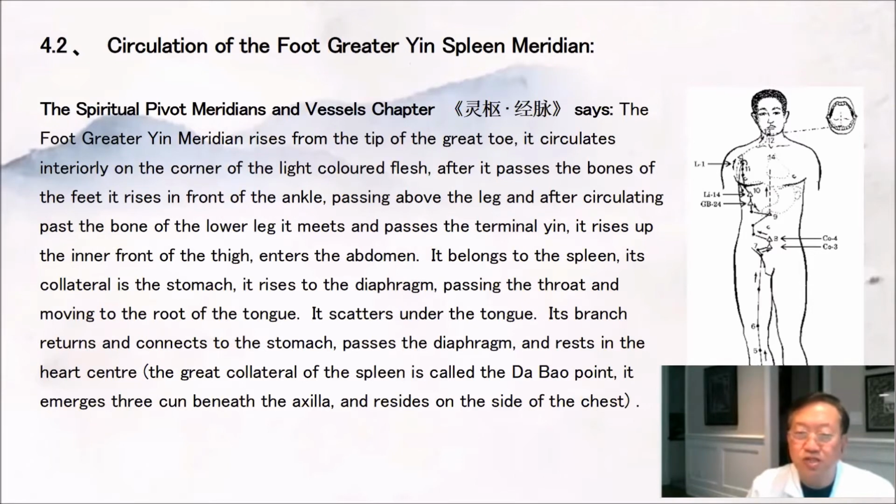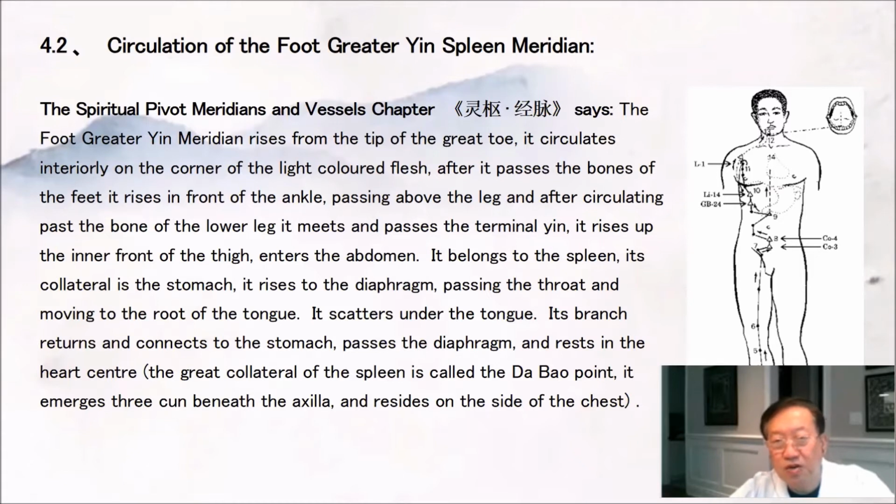Circulation of the foot Greater Yin spleen meridian. The Spiritual Pivot, Meridians and Vessels chapter says, the foot Greater Yin meridian rises from the tip of the great toe. It circulates interiorly on the corner of the light-colored flesh. After it passes the bones of the feet, it rises in front of the ankle, passing above the leg, and after circulating past the bone of the lower leg, it meets and passes the terminal yin. It rises up the inner front of the thigh, enters the abdomen. It belongs to the spleen.